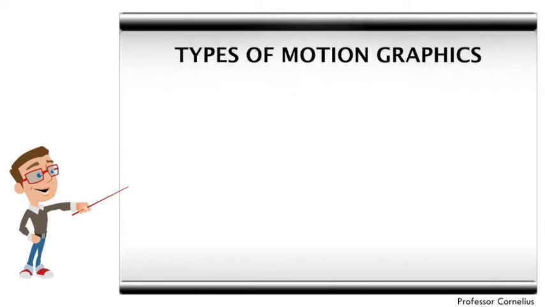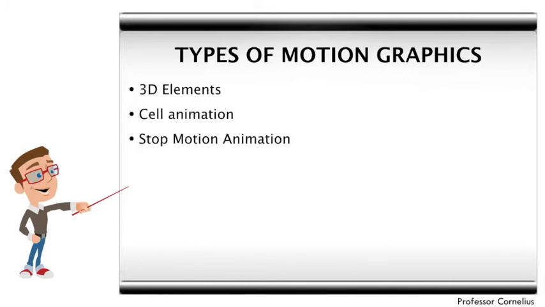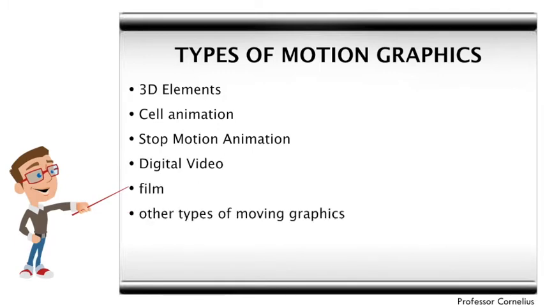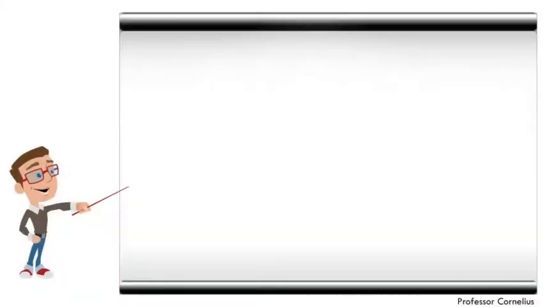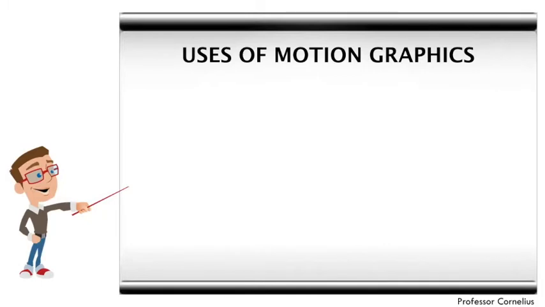Types of motion graphics. Motion graphics is the term used for all different types of graphic movements, including 3D elements, cell animation, stop animation, digital video, film, and many other types of moving graphics. Uses of motion graphics. Motion graphics are a way to communicate with the viewer and add depth to the story. Together with music and a compelling story, they can give us a message.